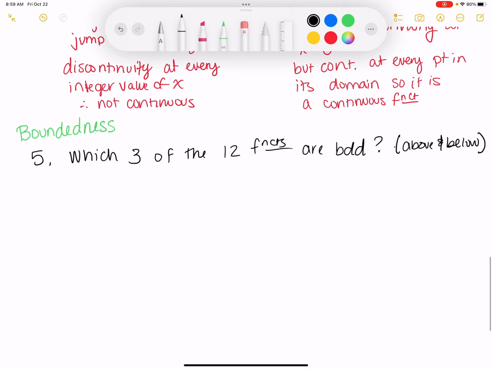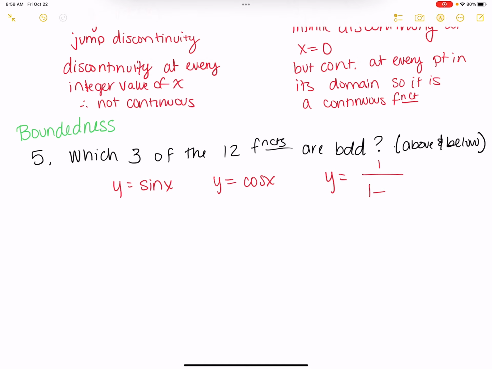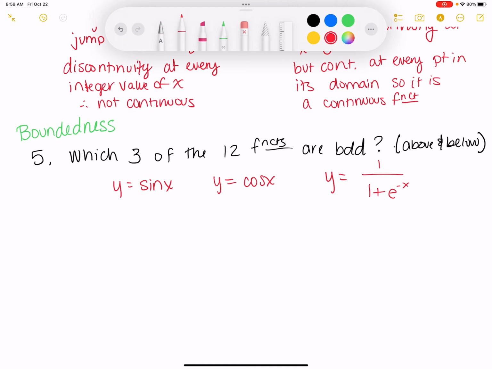So we have y equals the sine of x, y equals cosine of x, and y is equal to 1 over, what is it, 1 plus e to the negative x or something like that. That's the one that's forgotten the most, so make sure you look over that one. Or written incorrectly the most.